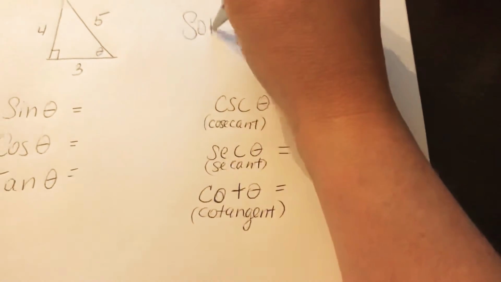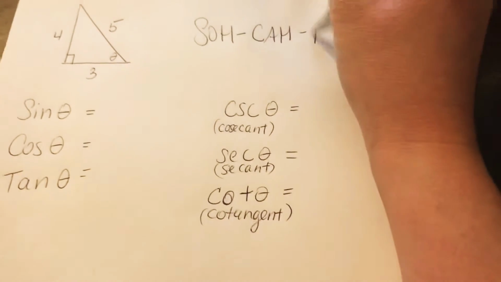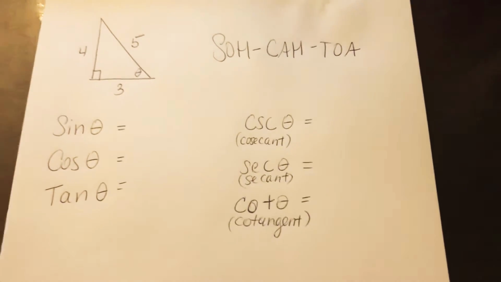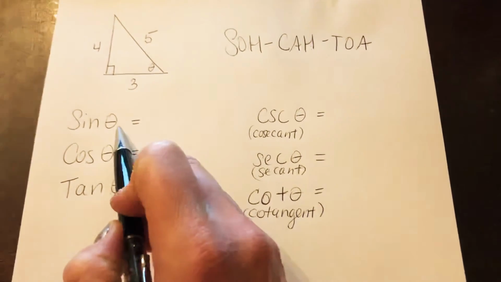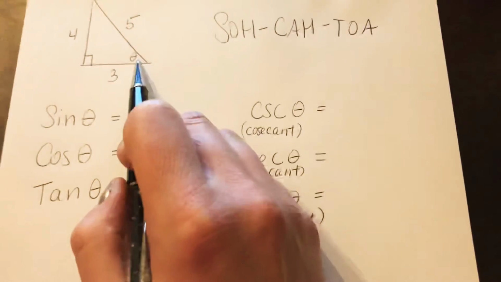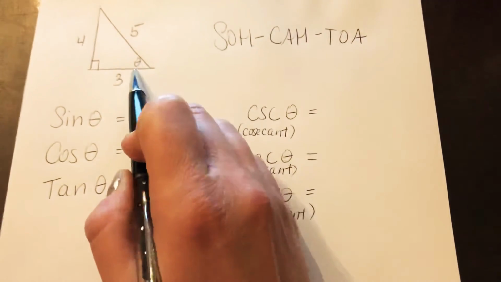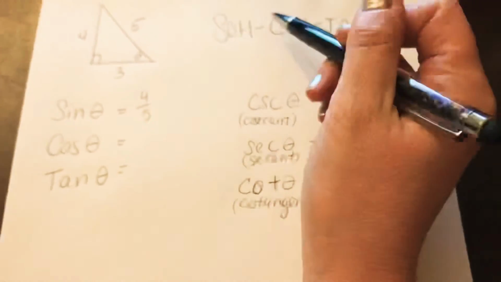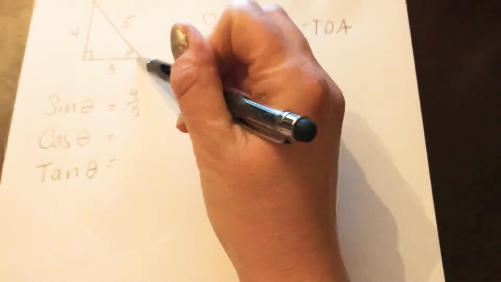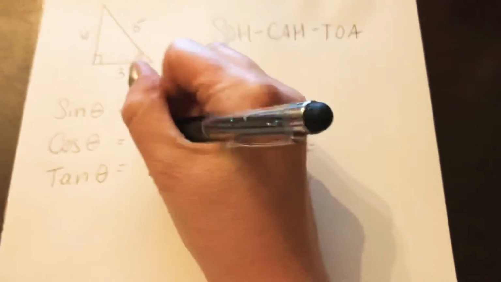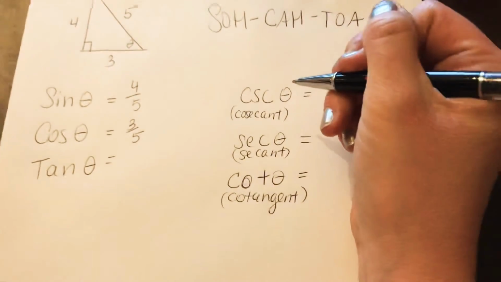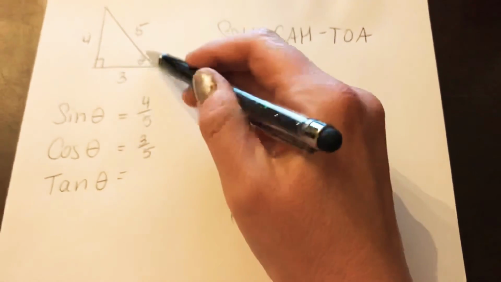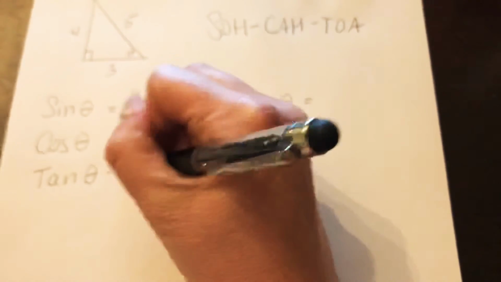So I'm just going to write up the SOHCAHTOA just to help you out. I'm just going to show you quickly, like I said, it's pretty simple. What is the sine of theta? I have a triangle here, so the sine of theta is opposite over hypotenuse. Opposite is 4, hypotenuse is 5. The cosine is adjacent over hypotenuse, so adjacent is 3, hypotenuse is 5, so you have 3 over 5. Tangent is opposite over adjacent, so if I'm standing on this angle, opposite is 4, adjacent is 3, so you have 4 over 3.